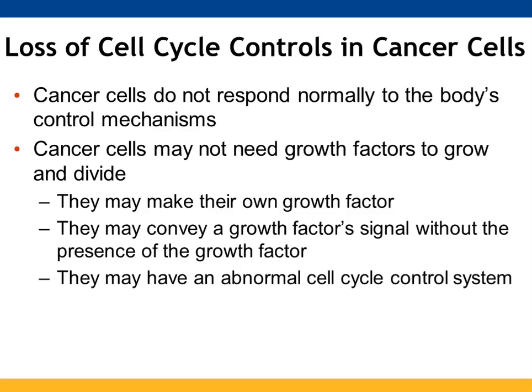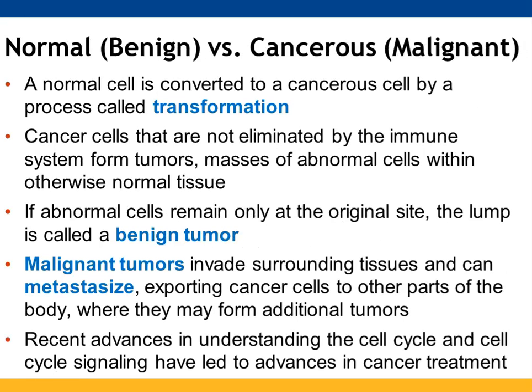Cancer cells typically are not going to respond well to these different control mechanisms. They don't necessarily need growth factors to be able to grow and divide. They can make their own, or they may be able to signal that growth factor without actually having that growth factor present, or they could have problems with their cell control system, or their cell cycle control system. When a normal cell is converted to a cancerous cell, it is transformed.